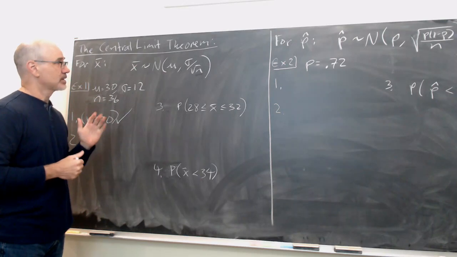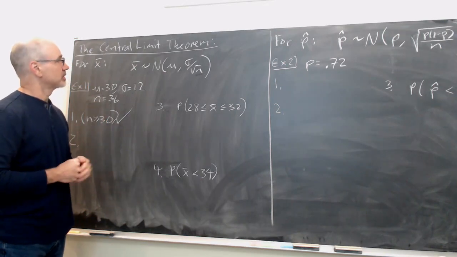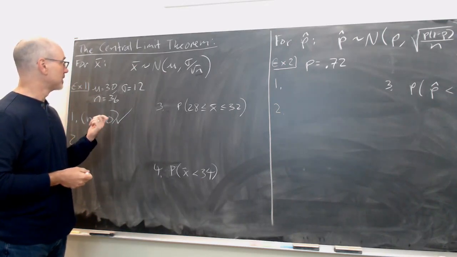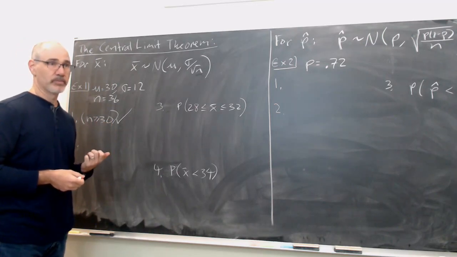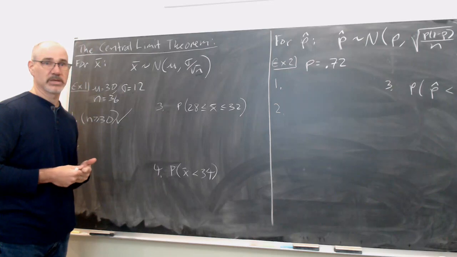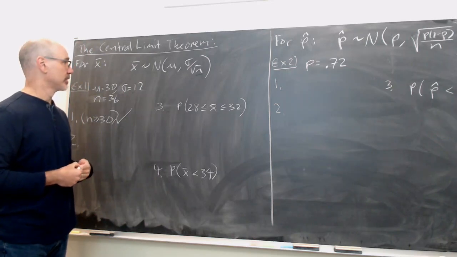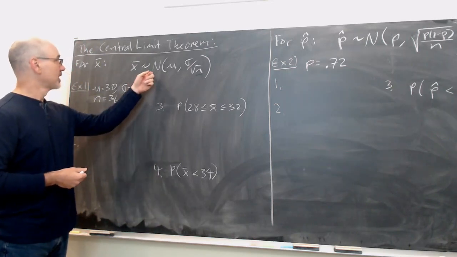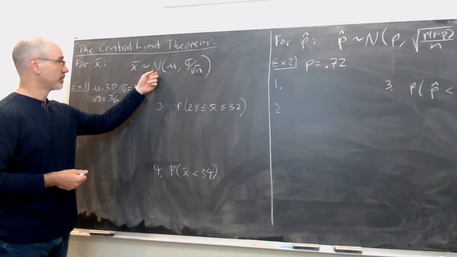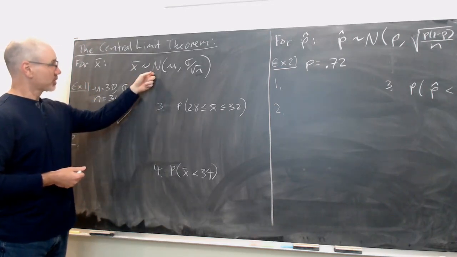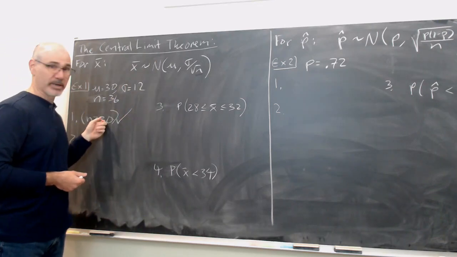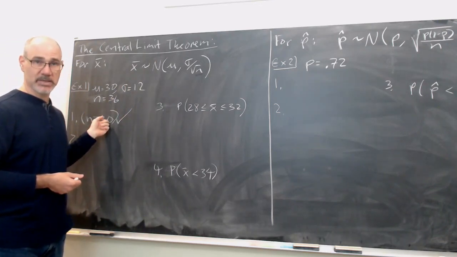And then the one thing I don't think I specified in the notes is that if the distribution of the population is normal, then the central limit theorem is an exact result. In other words, if the population is normal, X bar is exactly normal. If the population is not normal, X bar is approximately normal as long as you take enough in your sample, as long as n is bigger than 30.